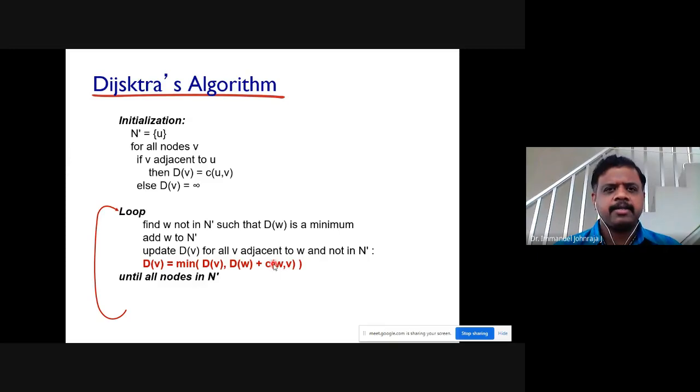Okay, the cost is added with the dw, and find which is the minimum one. Take that as dv. Very simple, sir. That's it. Fill it in your tabular column, and then you do your iteration until all the nodes are added to your N dash. So in our example, we are going to say u, v, w, x, y, z, all the 6 nodes have to be added to N dash. When no more node is left, your algorithm stops.